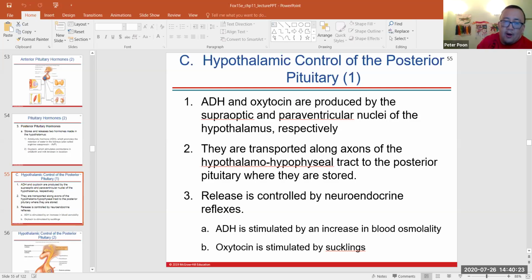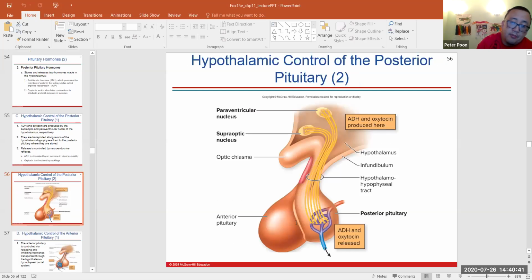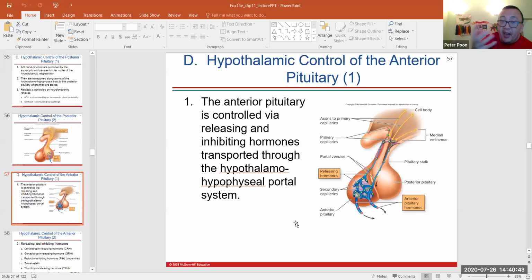So oxytocin is stimulated by suckling. When a baby suckles, it causes the milk to come out. Technically, you also want the attachment, the bonding between mother and child at that time, so the mother will keep feeding it.